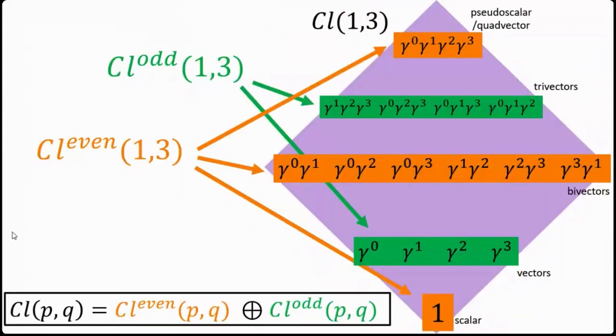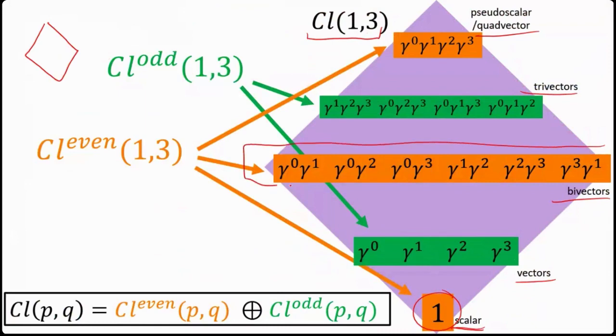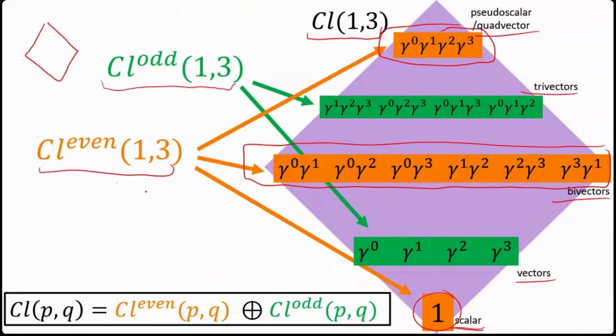So this is just like, I think I said last time, Clifford algebras are like diamond shaped. This is Cl(1,3), the space-time one. We have one scalar, 4 vectors, 6 bivectors, 4 trivectors, and 1 pseudoscalar or quad vector. So the even ones are these, and I guess this. The even is like 8 of them, and then the odd would be the other 8.